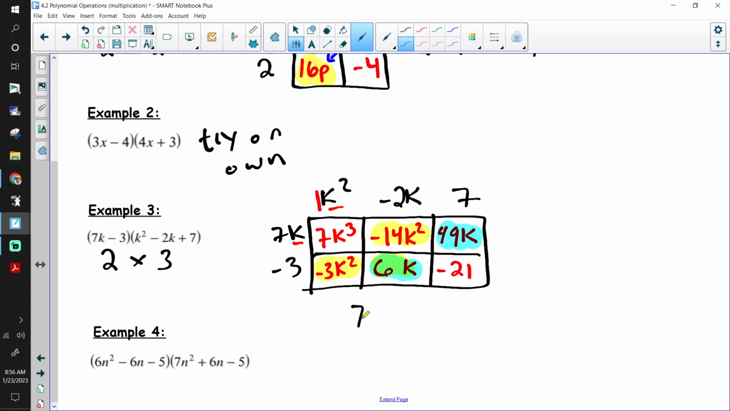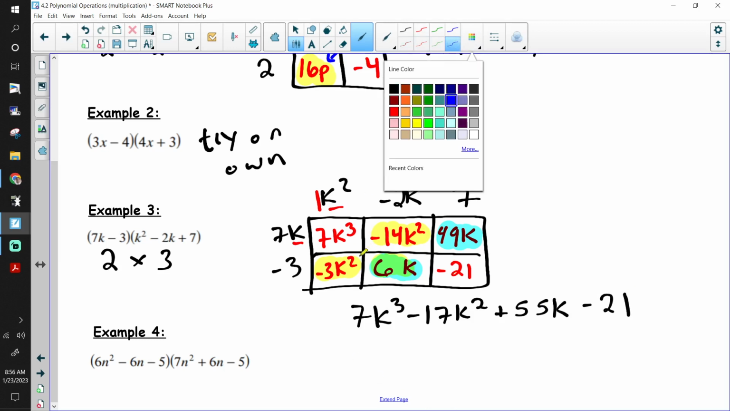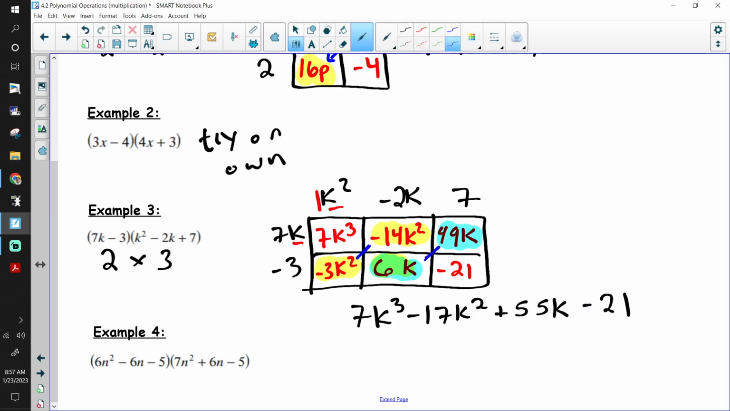So I have 7k to the third. When I add these two, I get negative 17k squared. 6 and 49 makes 55. And negative 21 at the end. And we're done. So I combine these like terms when I'm writing my final answer. And you always do want to try to make sure your exponents go from biggest to smallest.